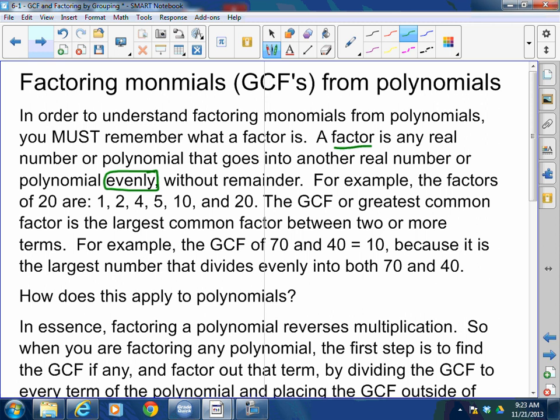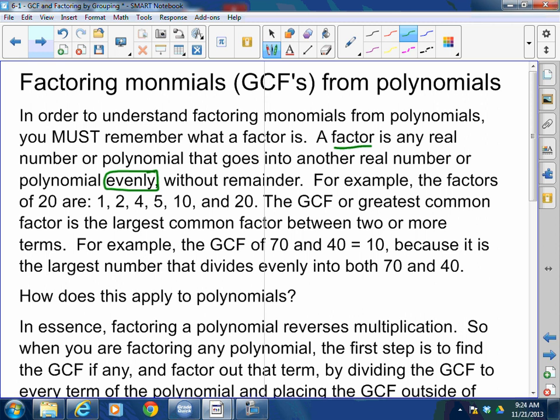The GCF, or the greatest common factor, is the largest common factor between two or more terms or numbers. For example, the GCF of 70 and 40. Well, the factors of 70 are 1, 10, and 7. The factors of 40 are 1, 4, 10, and 2. What's the GCF? It's going to be 10, because it is the largest number that divides evenly into both 70 and 40.